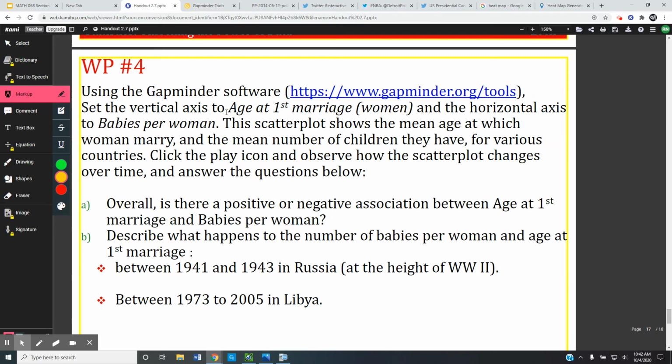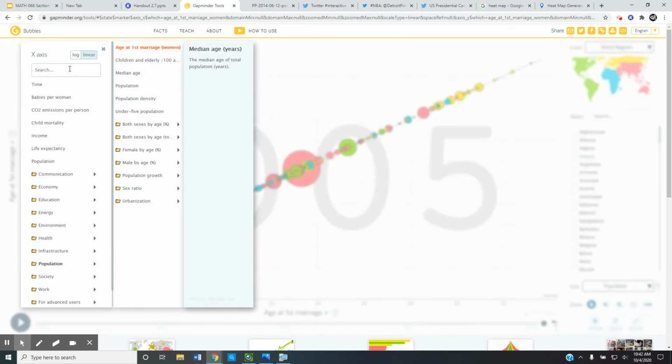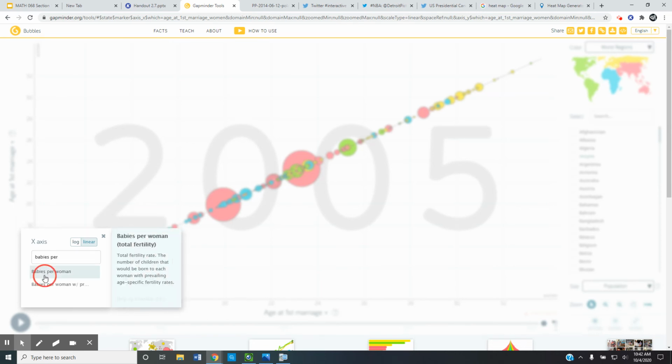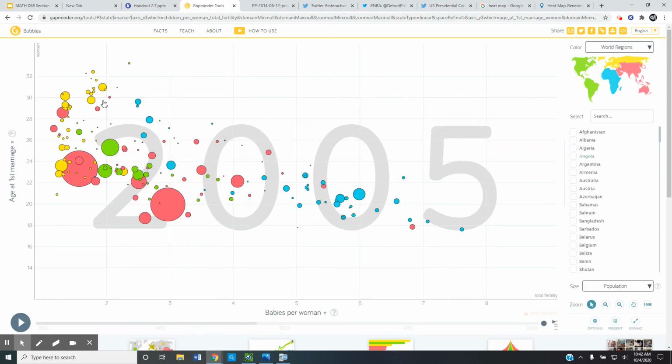So now I have to go back and change the horizontal axis to babies per woman. Okay, so I'm going to go down here and type in babies per, and there it is, babies per woman. Boom, got it. So this is the data that you need to utilize in order to look at that question.